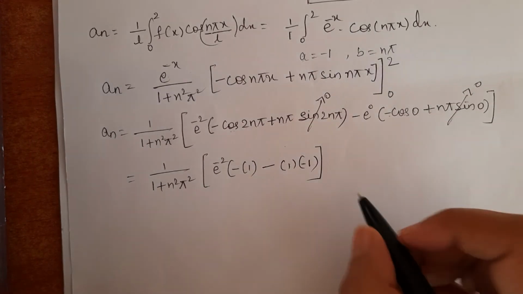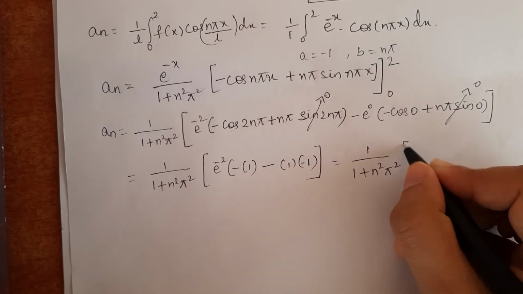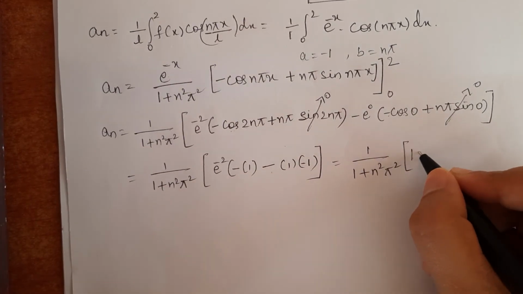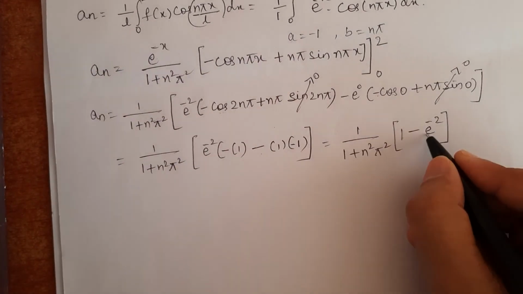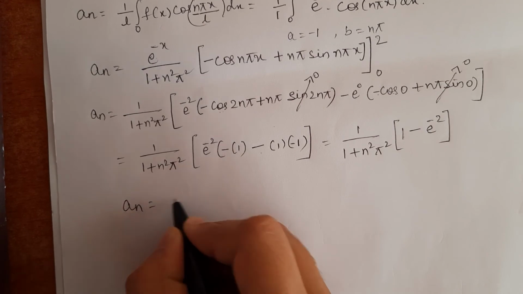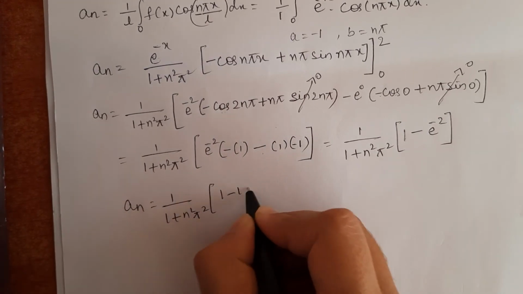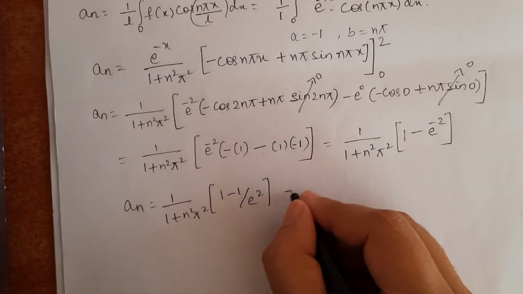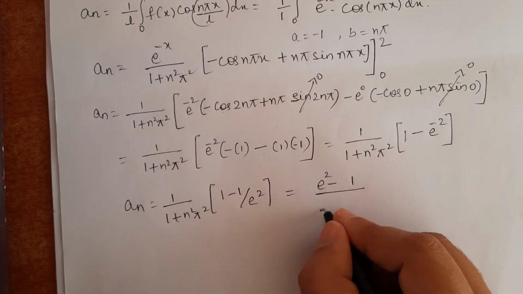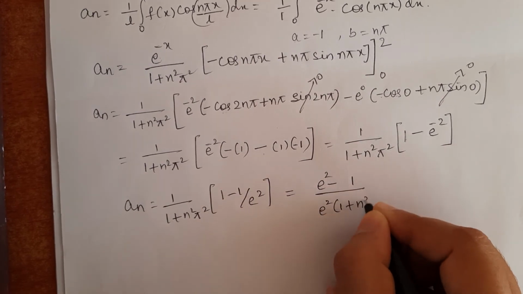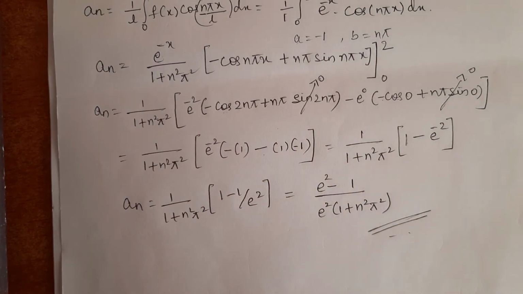Let us simplify the terms. 1 by 1 plus n square pi square into minus of minus is plus 1 minus e power minus 2, or this e power minus 2 can be written as 1 by 1 plus n square pi square into 1 minus 1 by e square. If we take LCM and simplify, we will get e square minus 1 divided by e square into 1 plus n square pi square. This is the value of an.